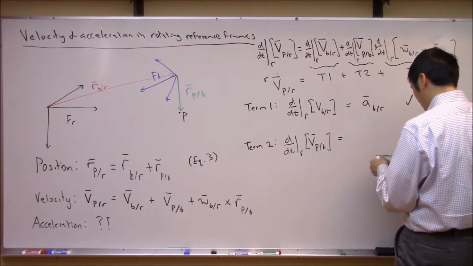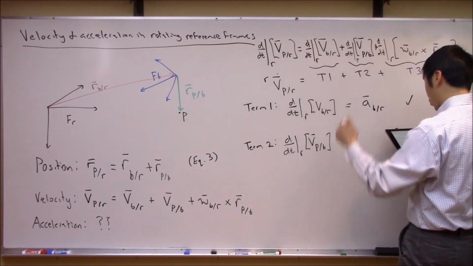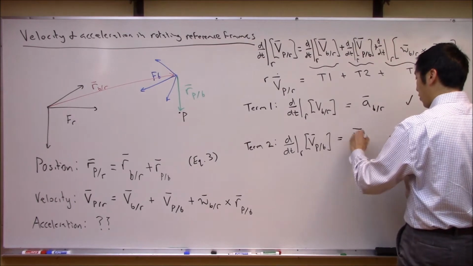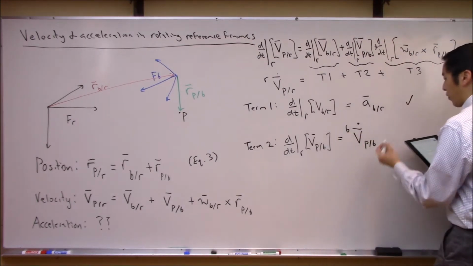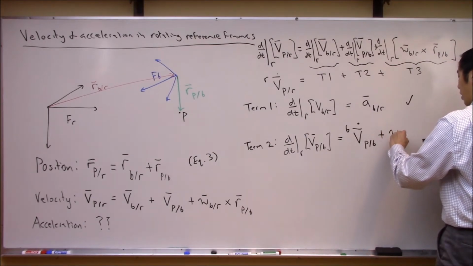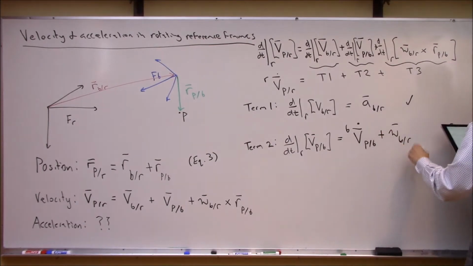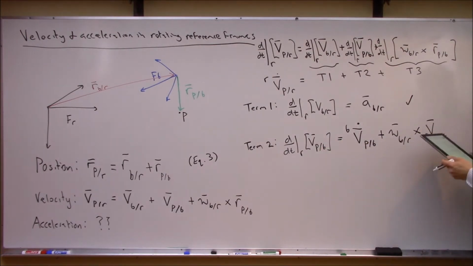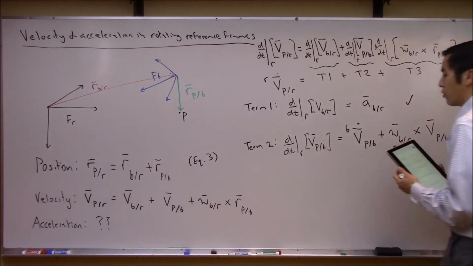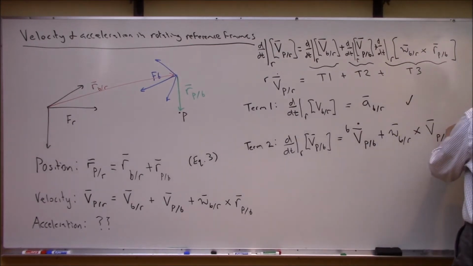So what we end up with here is the vector derivative, v dot, as seen from the body frame, plus how the body frame is rotating with respect to the reference frame, crossed with the vector itself. The vector itself is just V P with respect to B, so v dot P with respect to B. Yeah, great. So there we go. That's terms 1 and 2, not too shabby.